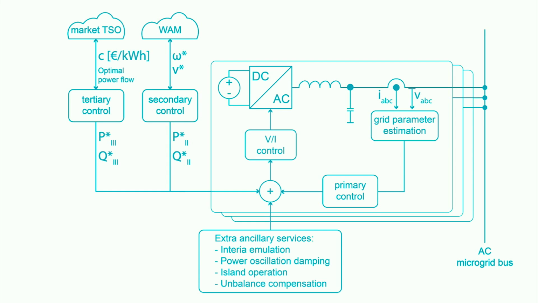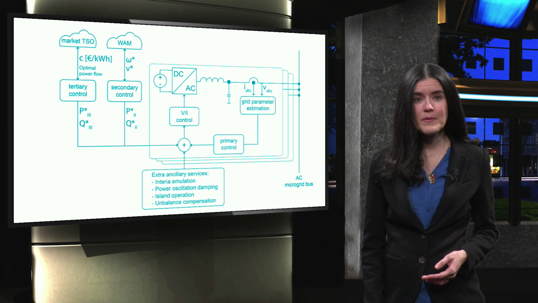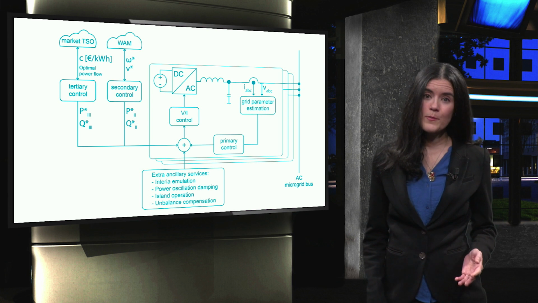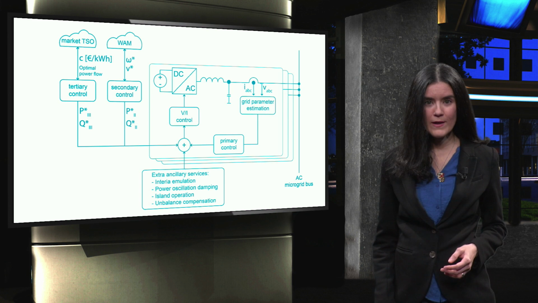Finally, a distributed generation unit might provide extra ancillary services to the microgrid. Inertia emulation is one of the typical ancillary services, as well as power oscillation damping, support of islanding operation, and power quality issues.